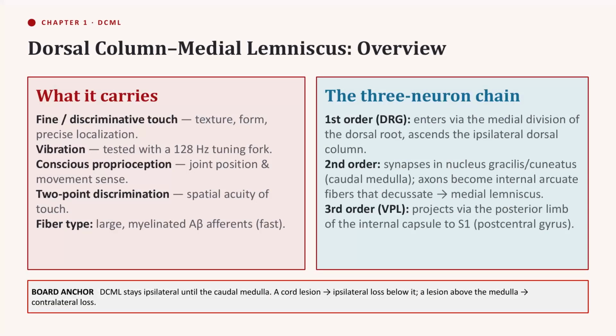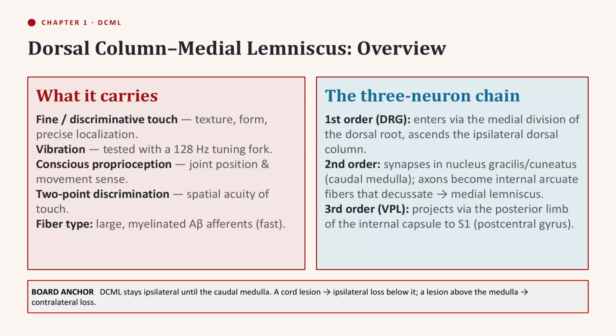On the left, what it carries: discriminative, fine touch, texture, form, precise localization, vibration, the thing you test with a tuning fork, conscious proprioception, joint position and movement, and 2-point discrimination. All of it rides on large, fast, myelinated A-beta afferents. Big fibers for high-fidelity information.